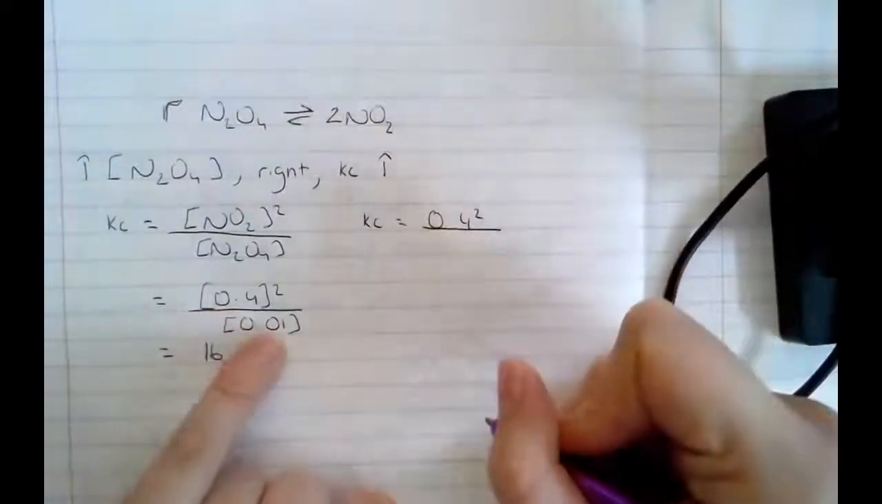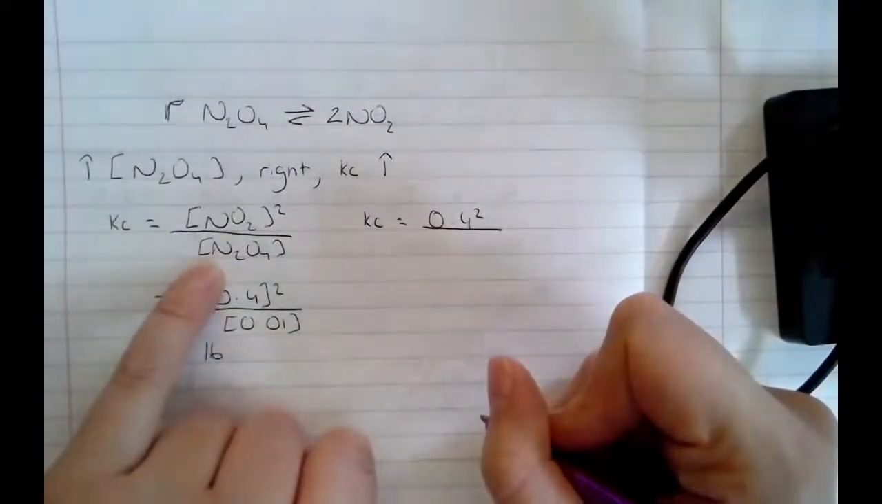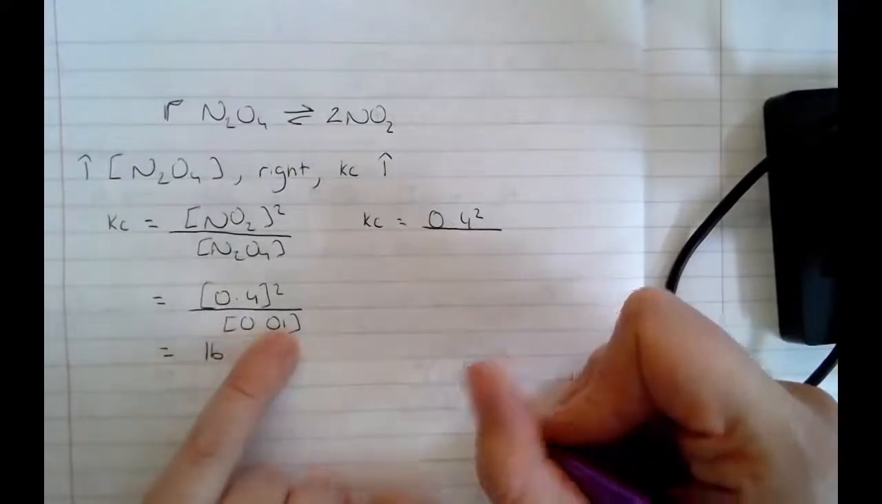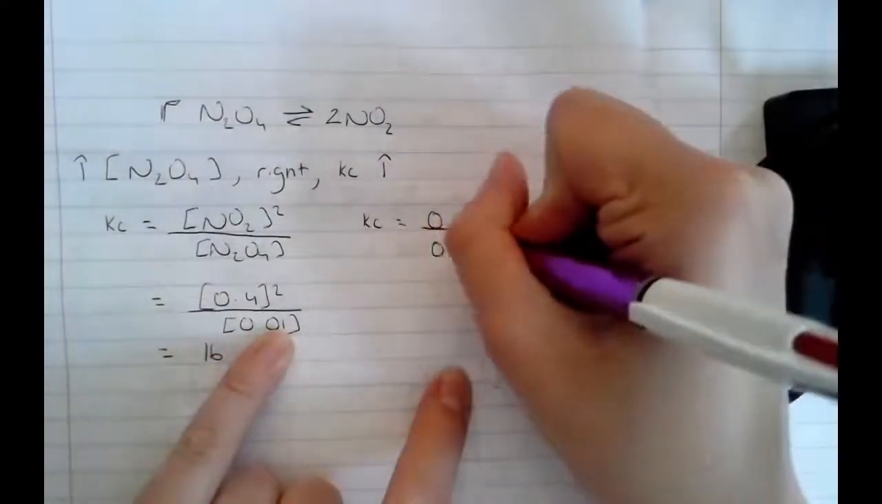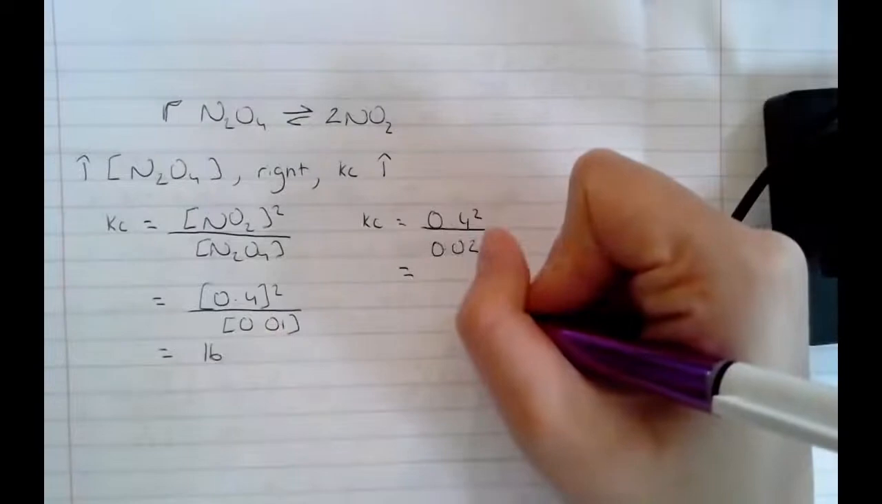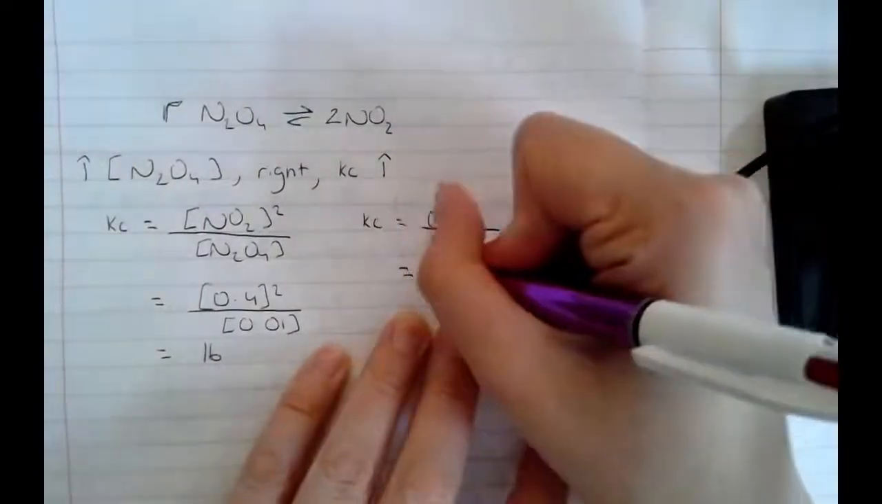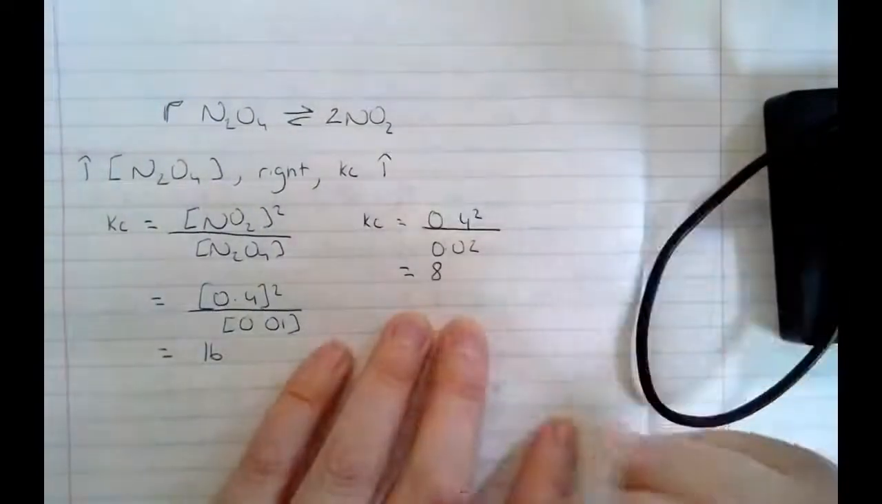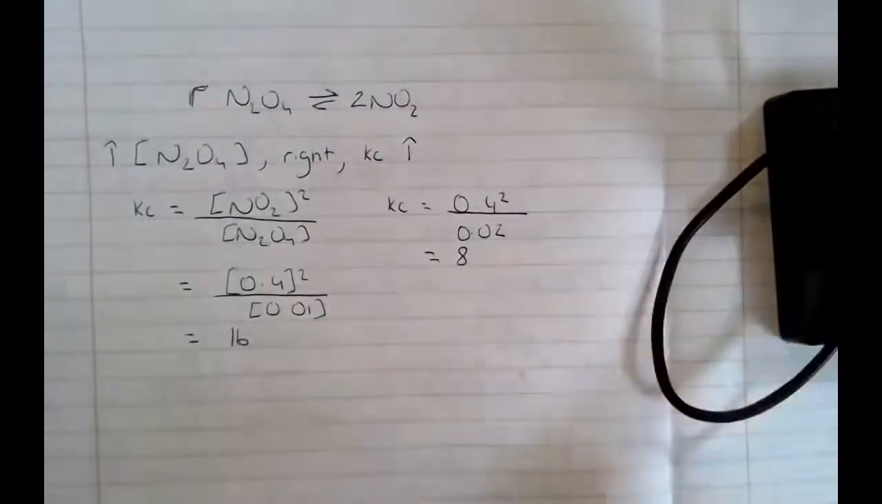But this time, I'm going to change my concentration of N2O4, and I'm going to double it. I'm going to go from 0.01 to 0.02. So what's going to happen if I plug in those values? I'll see I get an answer of 8. Okay, and this isn't what we predicted.